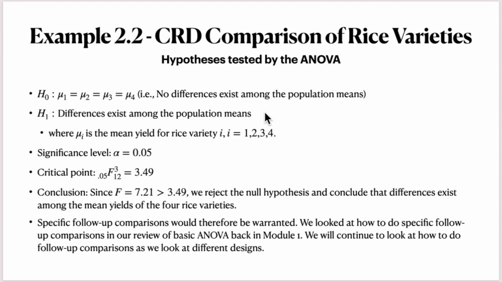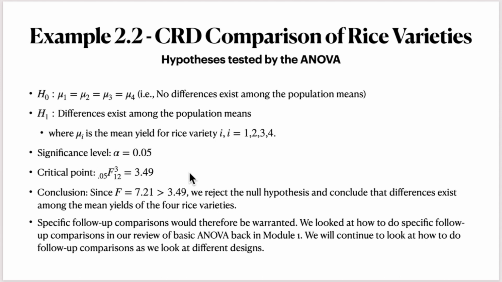The alternative hypothesis is the opposite of the null. All right, so that would say that there are differences among the population means. If we were to use a significance level of 0.05, for example, then the critical point for the test is based on an F distribution with 3 numerator and 12 denominator degrees of freedom, which is 3.49.